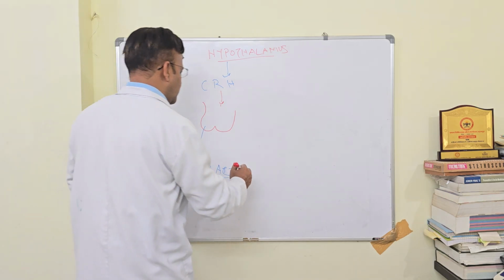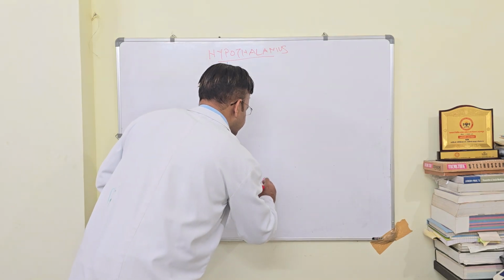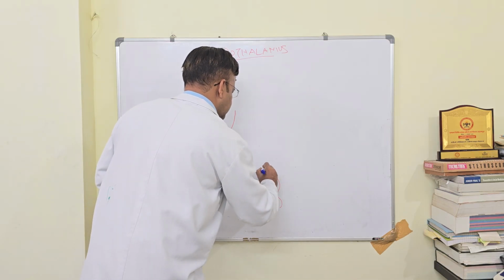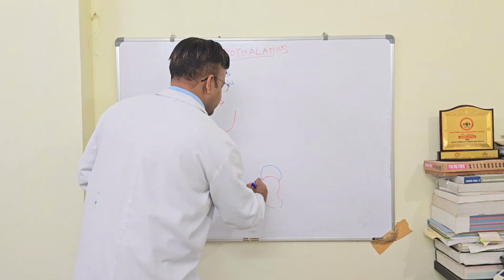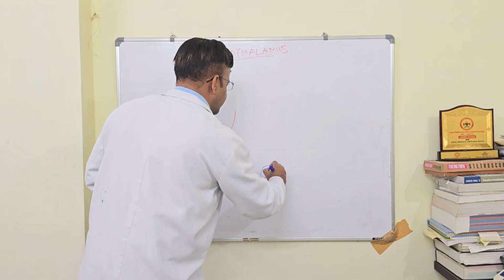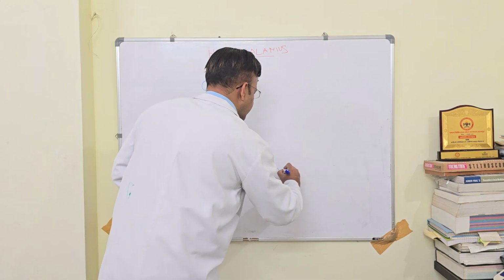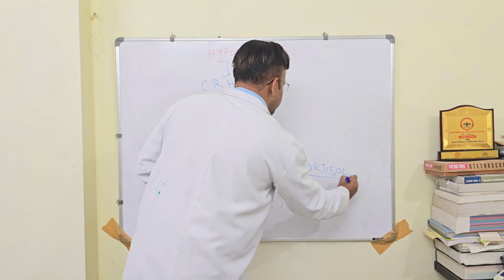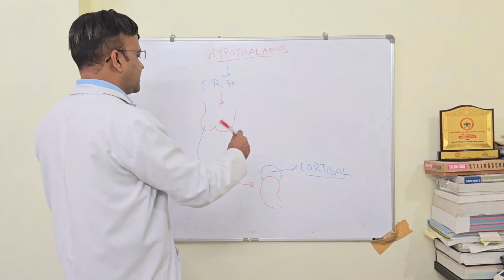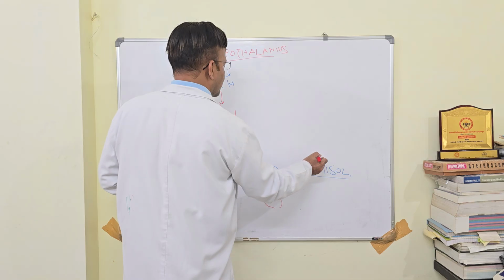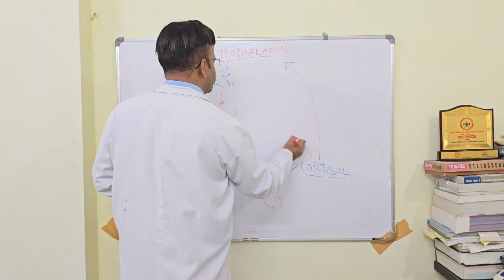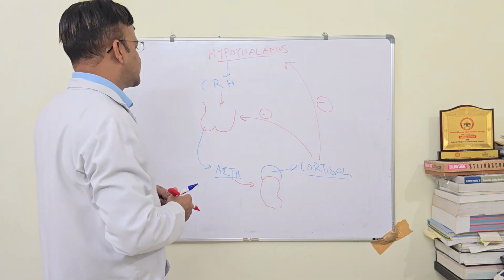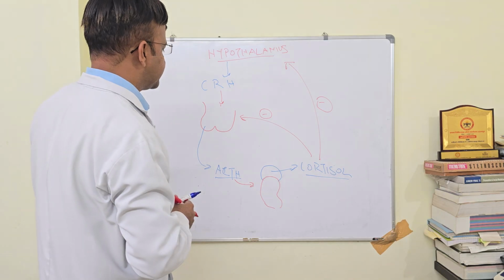This ACTH will go to kidneys, right? And it will make the adrenal cortex release your cortisol. This cortisol will ultimately go into the blood and it will give negative feedback both to hypothalamus and to pituitary. Negative feedback to both these structures, both to hypothalamus and to anterior pituitary, right?